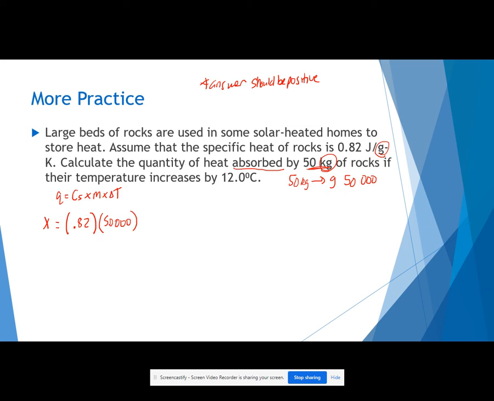Now your mass always has to be a positive number because you can't have negative mass. And the last thing is your change in temperature. So here, this is where you're going to have to pay attention to those words. It says if the temperature increases by 12. Since it used the word increase, that means I have a positive 12 degrees Celsius. Then you can go ahead and plug this into your calculator, and you get about 492,123. And then you have to come up with a unit for your heat. If you go back to your specific heat, the unit here is joules. So this unit is going to be joules.